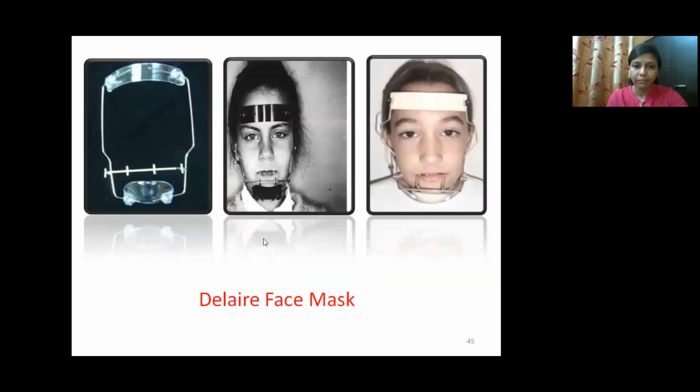This is a Delaire face mask. Here there is no single rod. There are two rods that are coming from the side of the cheek. But anchorage here is also taken from the forehead and the chin. And in between there is a horizontal bar which has the provision to attach the elastics.